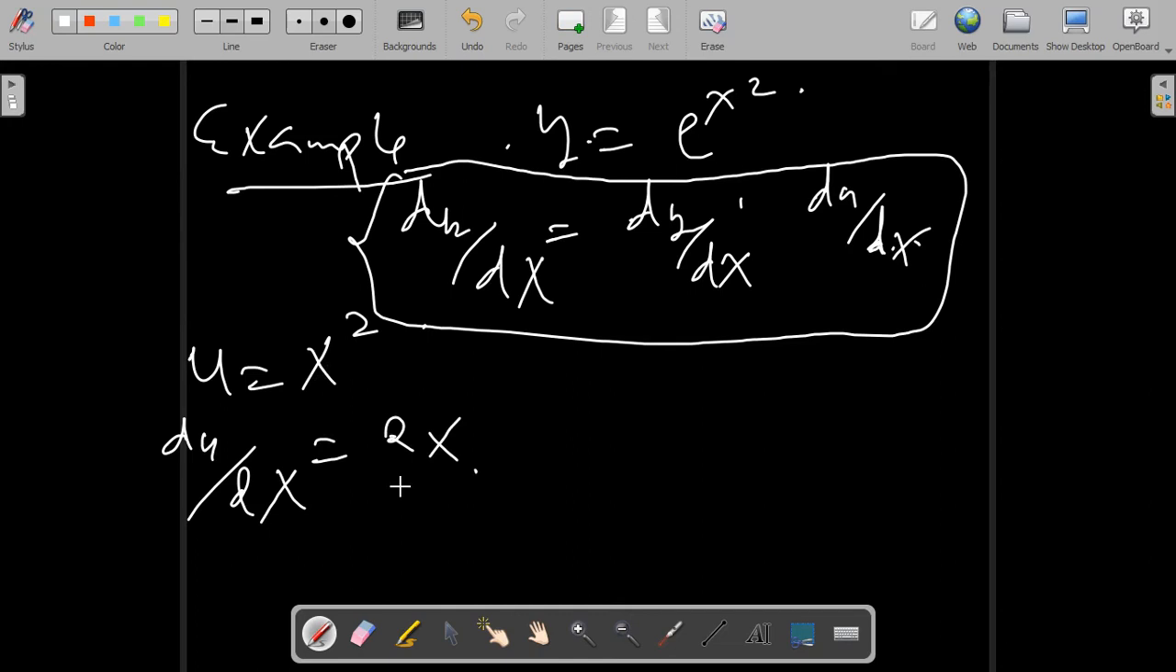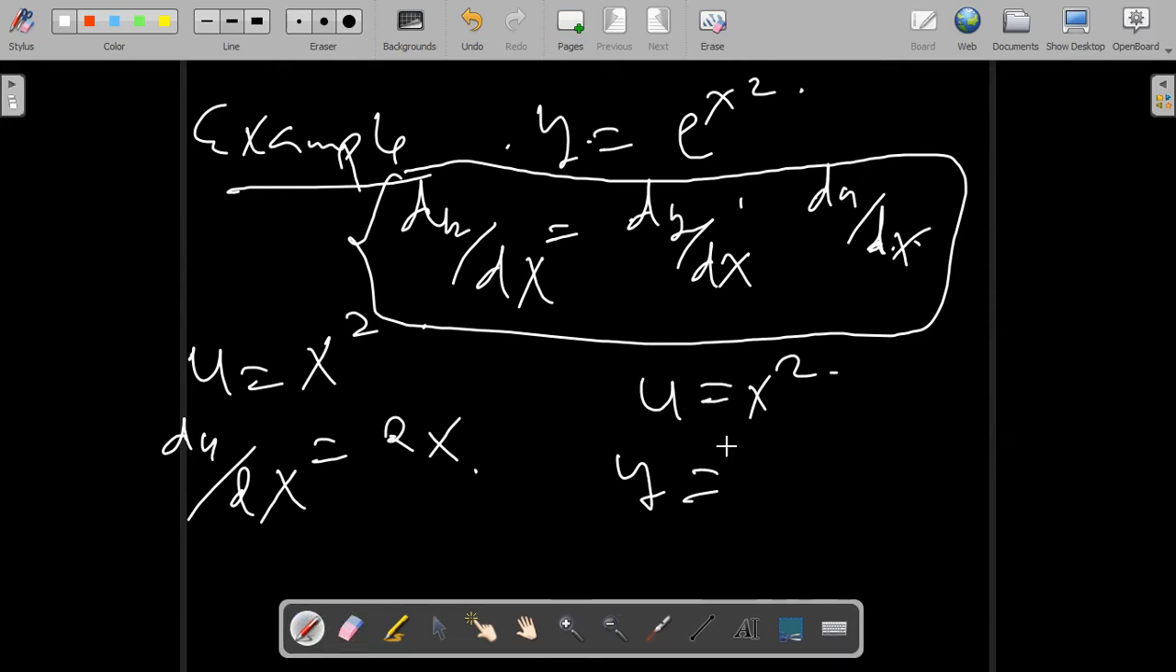Now after letting that, let us find dy over du. We take out our u, which is equal to x squared, so y is equal to e raised to the power of u, as observed. Now from that function, our du over dx is equal to 2x, and dy over du gives e raised to the power of u.